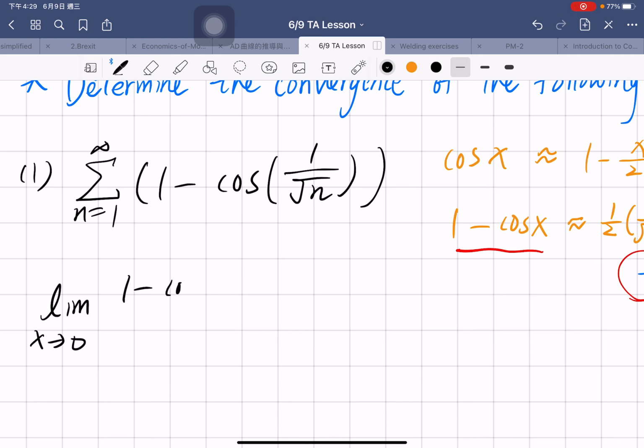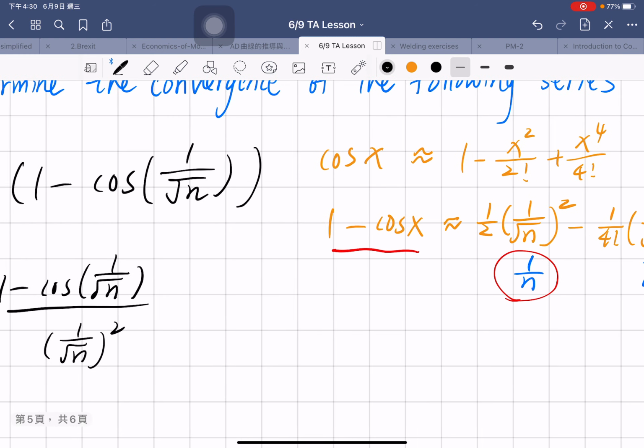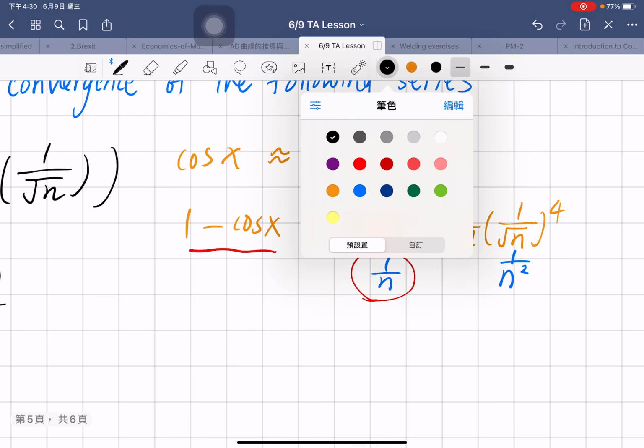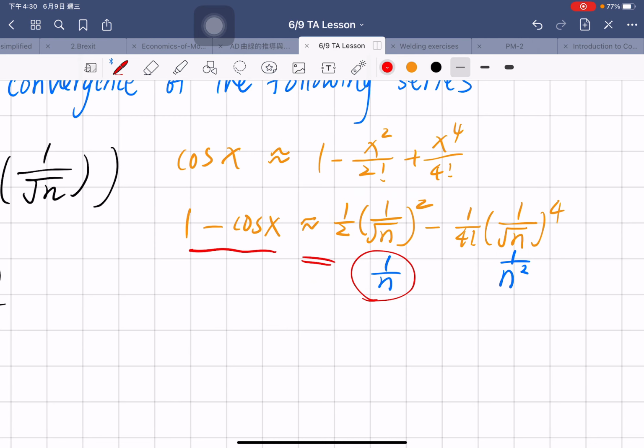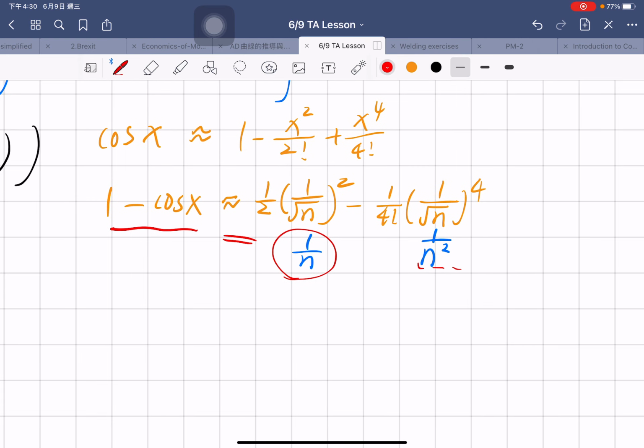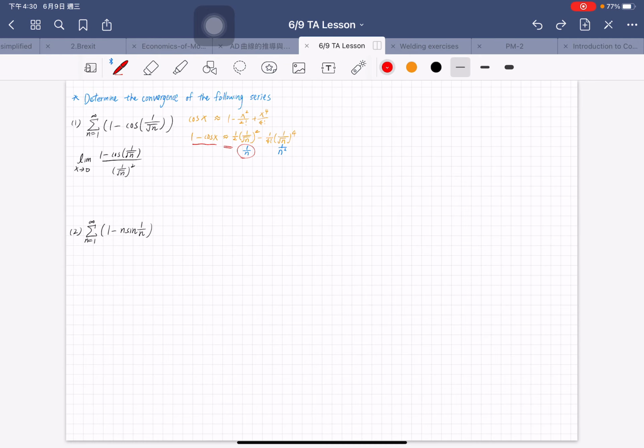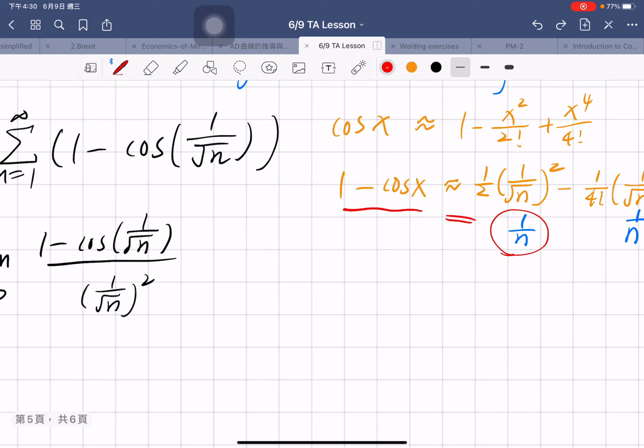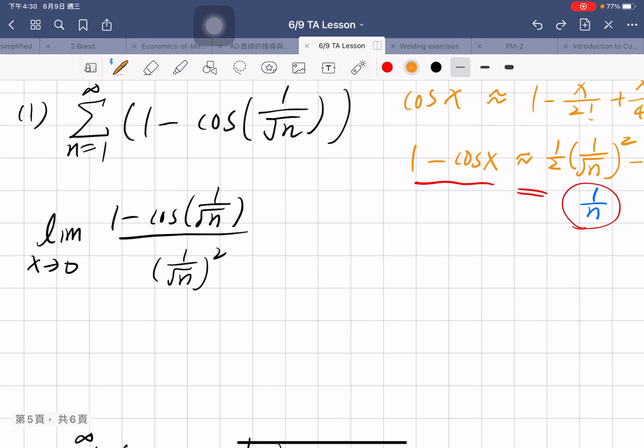Let me try to compute this one. Because we know that the leading term will probably be 1 over n, the term below it we guess will not be important. So you can choose to do this one. We want to use the limit comparison test.